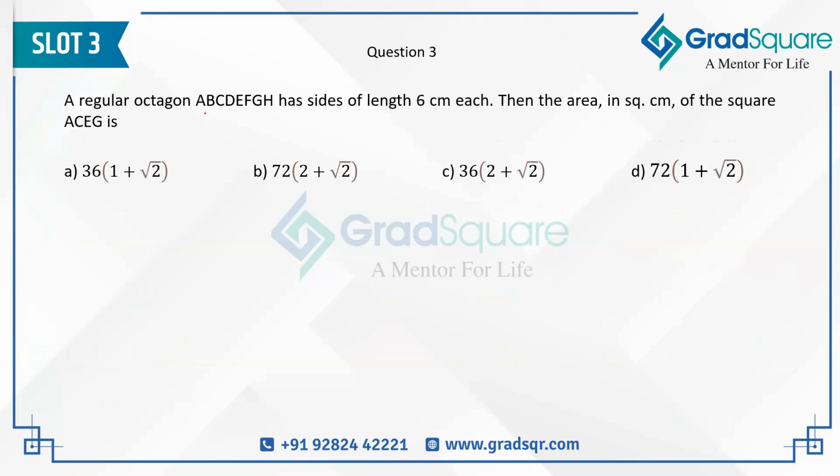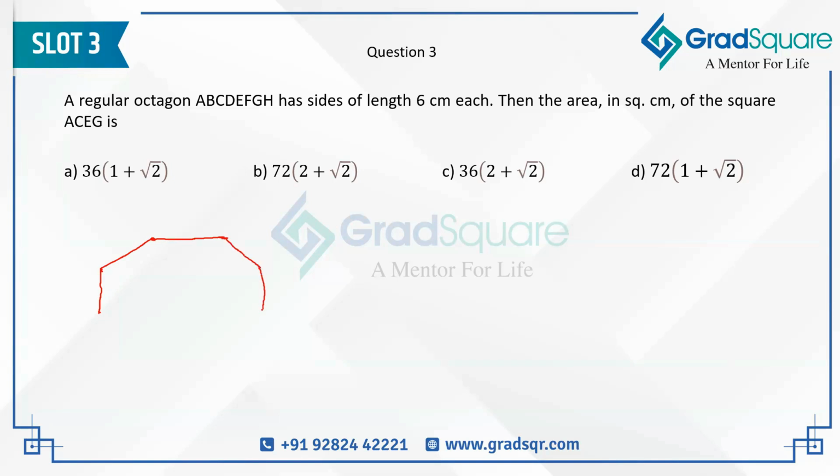A regular octagon ABCDEFGH has a side length of 6 meters. Then the area in square centimeter of the square ACEG will be what? So we will have to look at trying to form an octagon first. So let me try my hand at drawing an octagon. If you look at trying to draw an octagon, this is how your octagon is going to look.